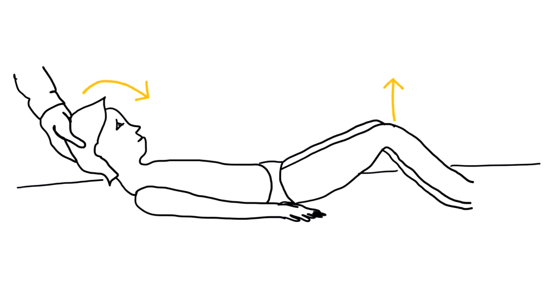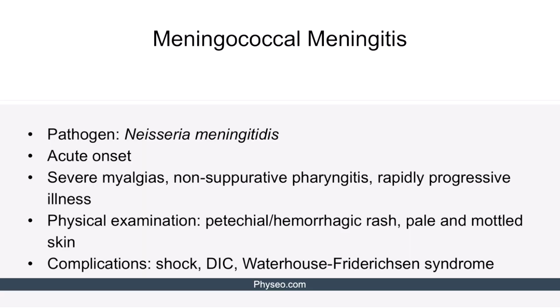Now, before we move on to diagnosis, we'll discuss some highlighted cases of meningitis. Let's start with meningococcal meningitis. So the responsible pathogen here is Neisseria meningitidis. And this has an acute onset. The characteristic features that may help differentiate this from other illnesses are severe myalgias and non-suppurative pharyngitis. And that rapidly progresses within 12 hours.